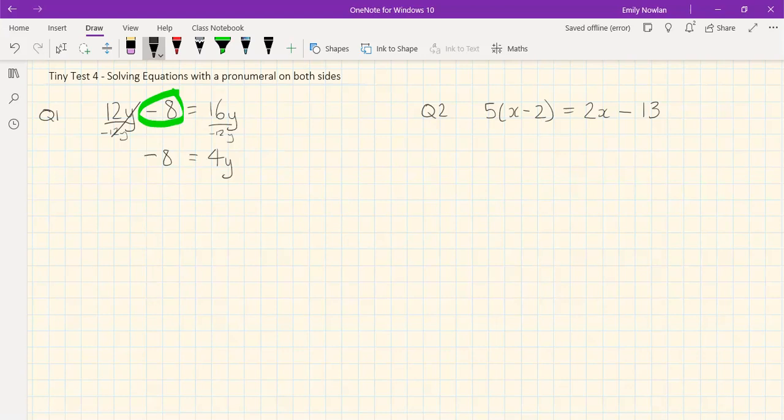So now I've got a question here to solve. It's actually really simple now because it's only one step. I need to look at the y and go, what happened to the y? It got times by 4. What's the opposite? Divide by 4. So that's what I need to do to both sides. It's divide by 4. So minus 8 divided by 4 is minus 2, and 4 over 4 leaves me with just y.